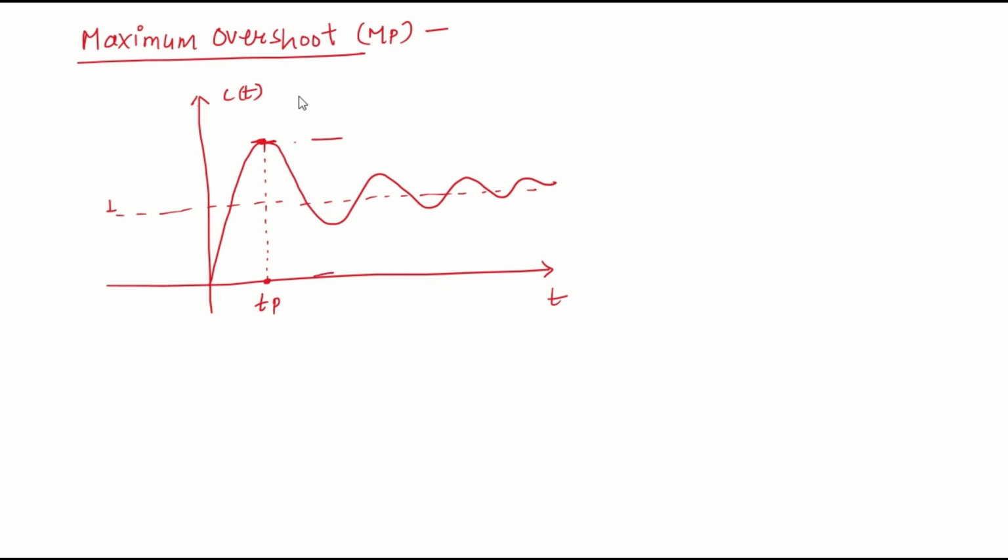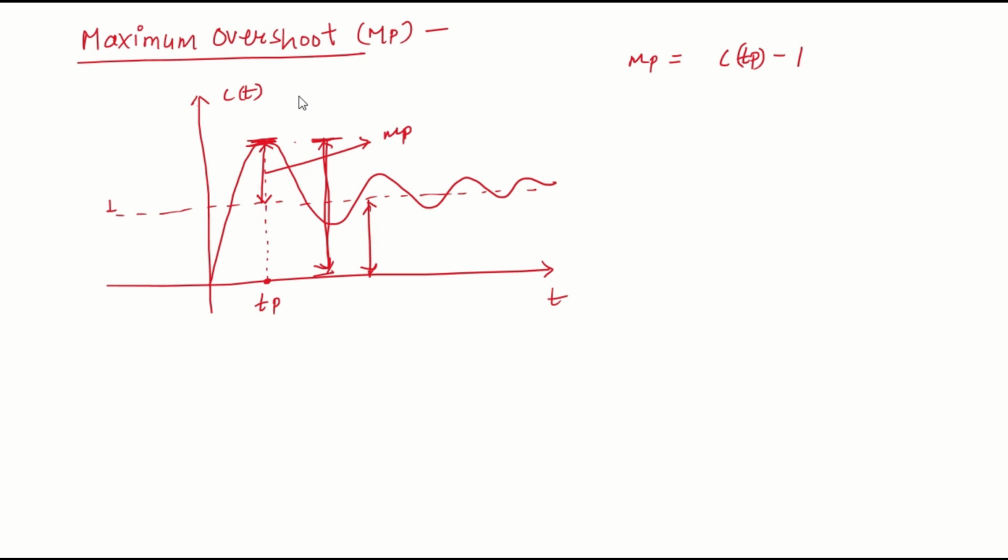So this is the maximum value of the output. Now the maximum overshoot is the value which we get from subtracting the steady state value from this maximum value. So this value here is the maximum overshoot Mp, which we get from the maximum value. This is the maximum value minus 1, which is the steady state value. So mathematically I can say that Mp is nothing but C(tp), which is the maximum value of the response, minus the steady state value 1.